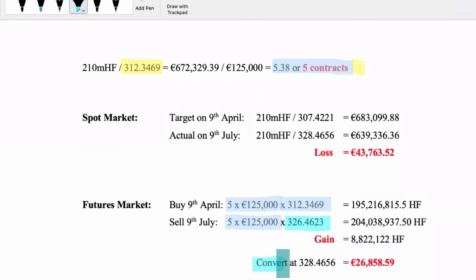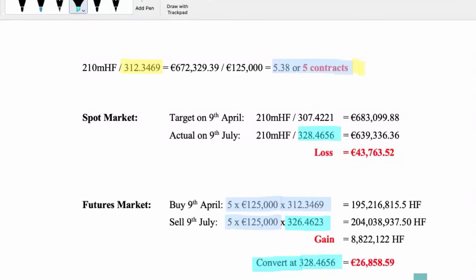So we need to convert it at, now, what are we converting it at? Is this 328 a futures price or a spot price? Spot. All right. So remember, we sold our futures because we don't need them anymore. Therefore, futures markets are all over. We took our gain of 8.8 million. And now with that Hungarian forint, we convert it at the spot. And notice, this is the spot price, what actually is on the 9th of July. There we see it again. And we have a gain of just under 27,000 euro.